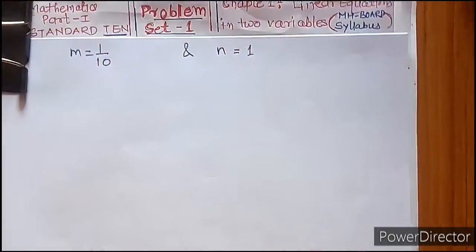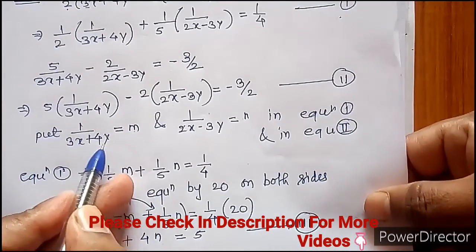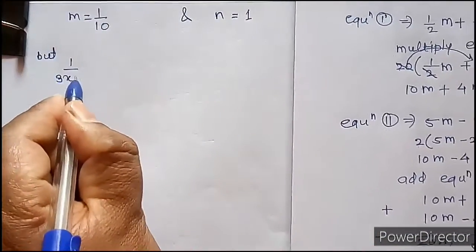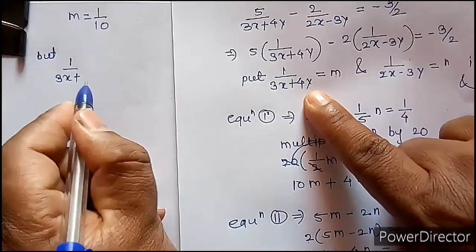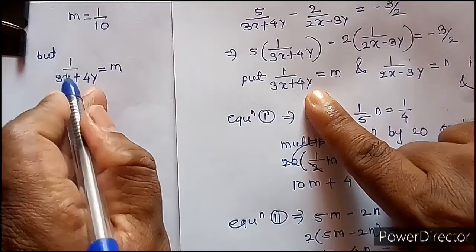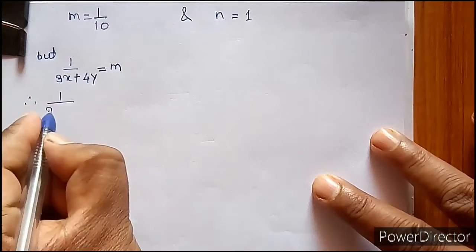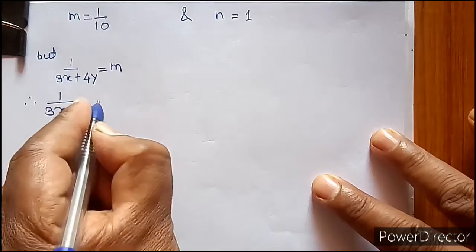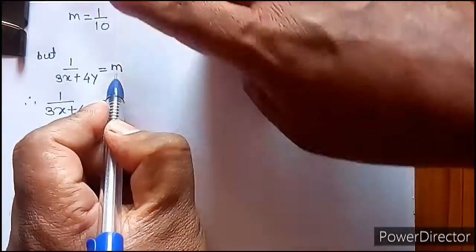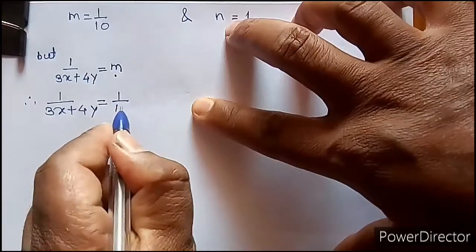Here we get two values, but we already put 1/(3x+4y) equals m. Then write down here 1/(3x+4y) equals m, because we put this value earlier. Now the value of m is 1/10, therefore put 1/10 instead of this m. Therefore here comes 1/10.